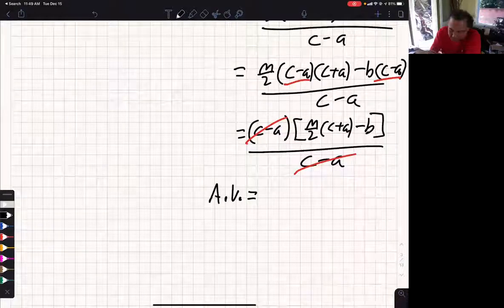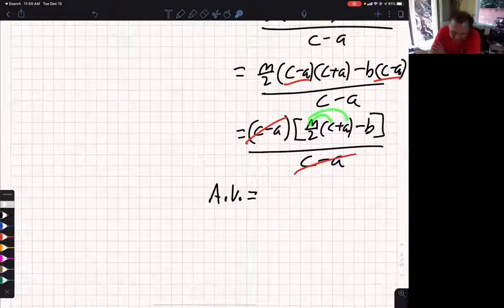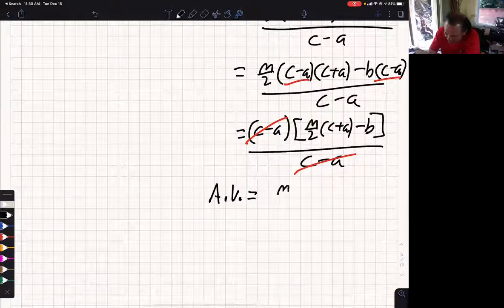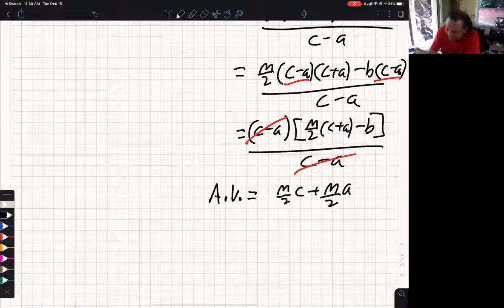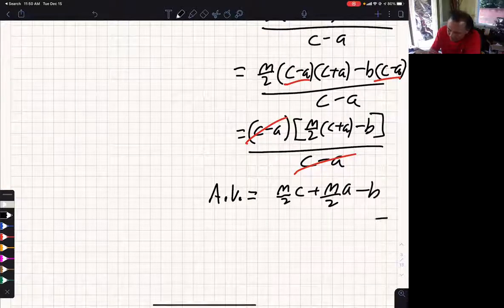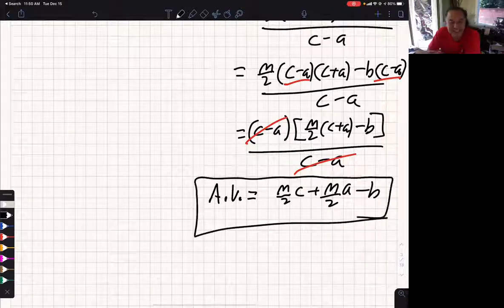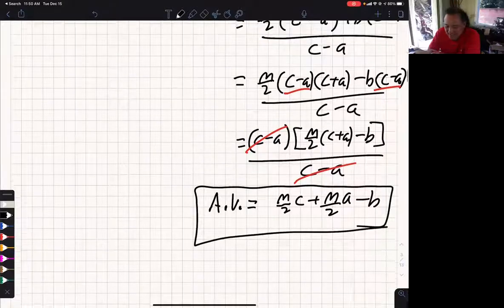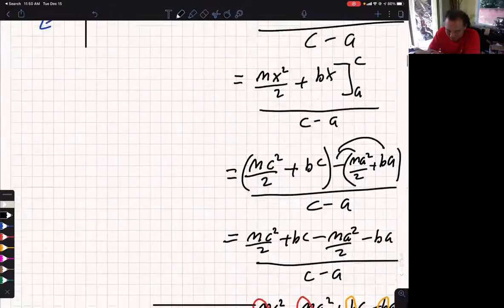I'm going to distribute that m over 2. I'm going to get m over 2 c plus m over 2 a plus b. Wow, that's my average value. Crazy. What does this have to do with the problem?